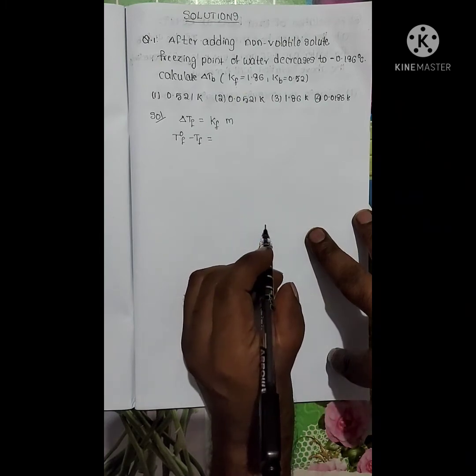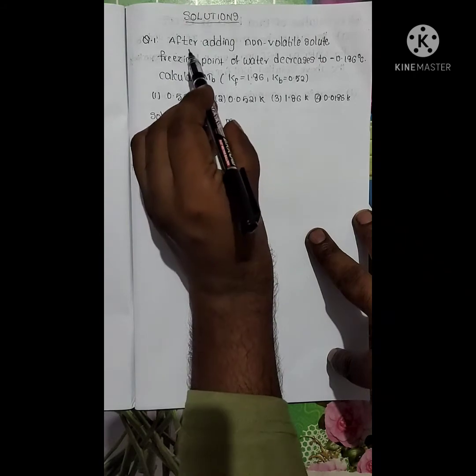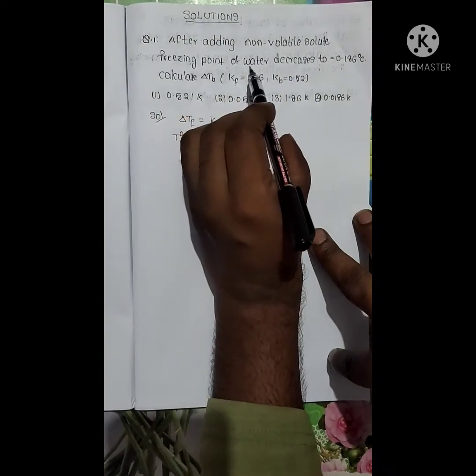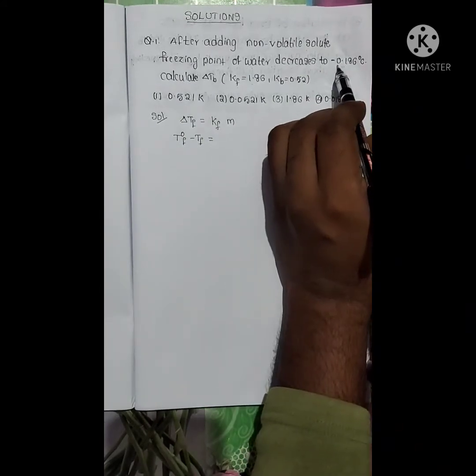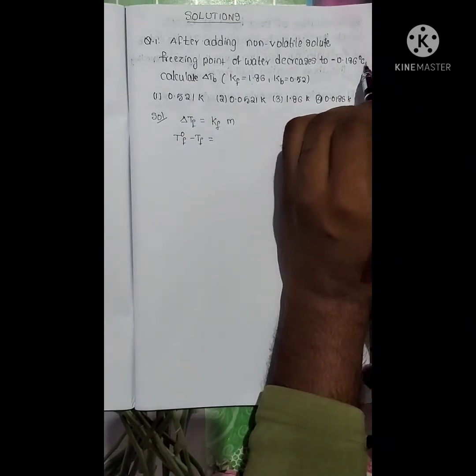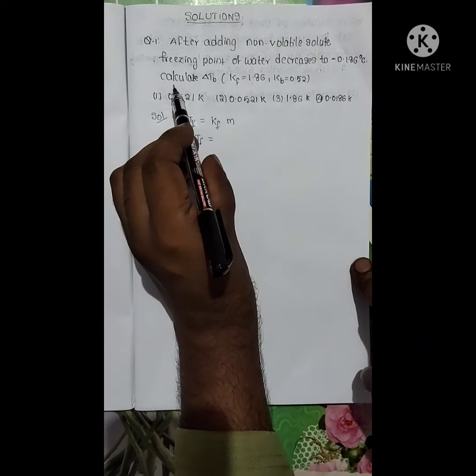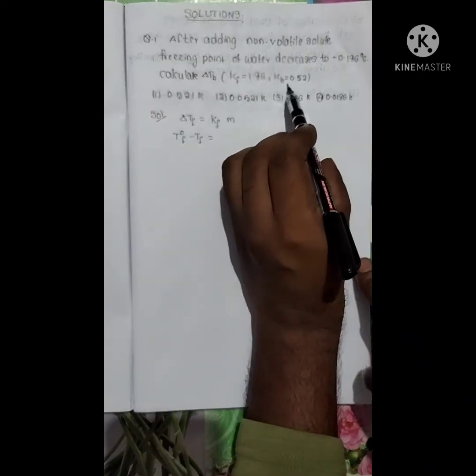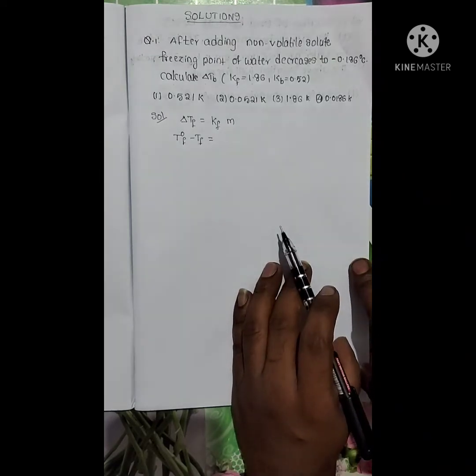According to colligative properties, after adding a non-volatile solute, the freezing point of water decreases to minus 0.186 degrees centigrade. Calculate delta TB, given the Kf value and Kb value. Let's move to that one.